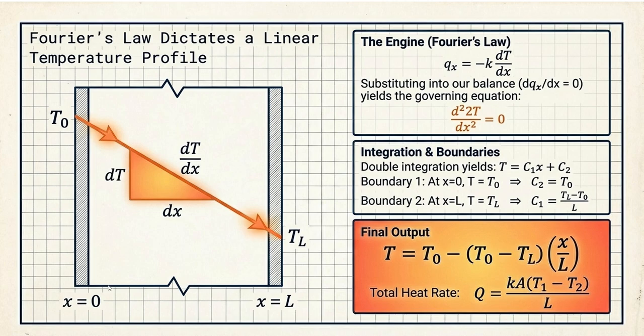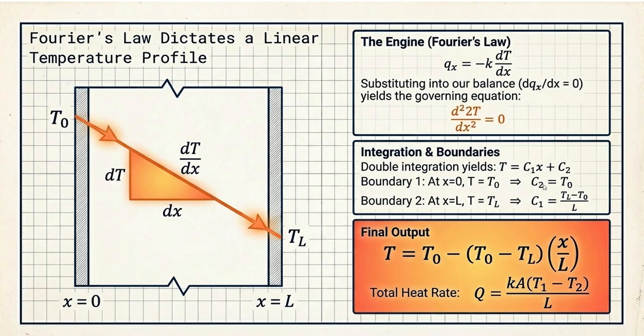So it's given that at x equals 0, the temperature is T naught, and the other boundary is the right hand side. So at x equals L, the temperature is TL. Using those boundary conditions, at x equals 0, T equals T naught, this term will get cancelled and C2 will be equal to T naught. That's what's written over here.